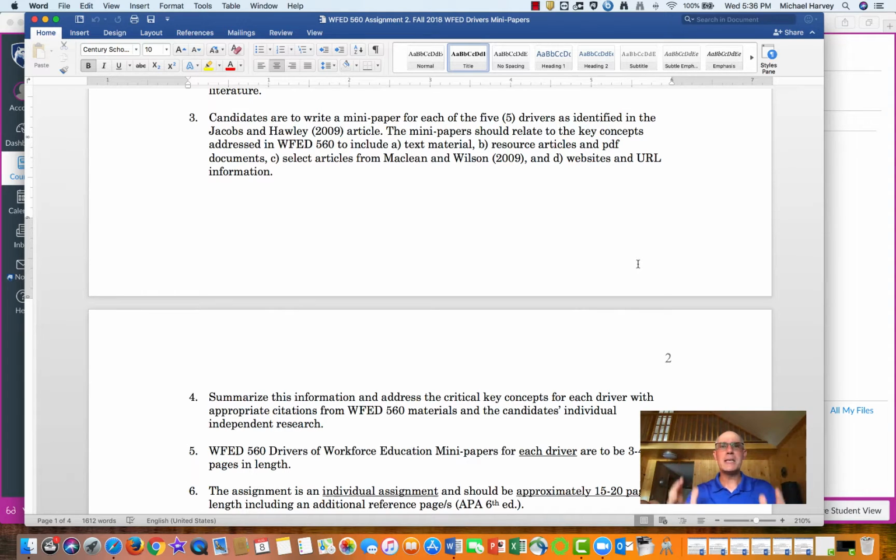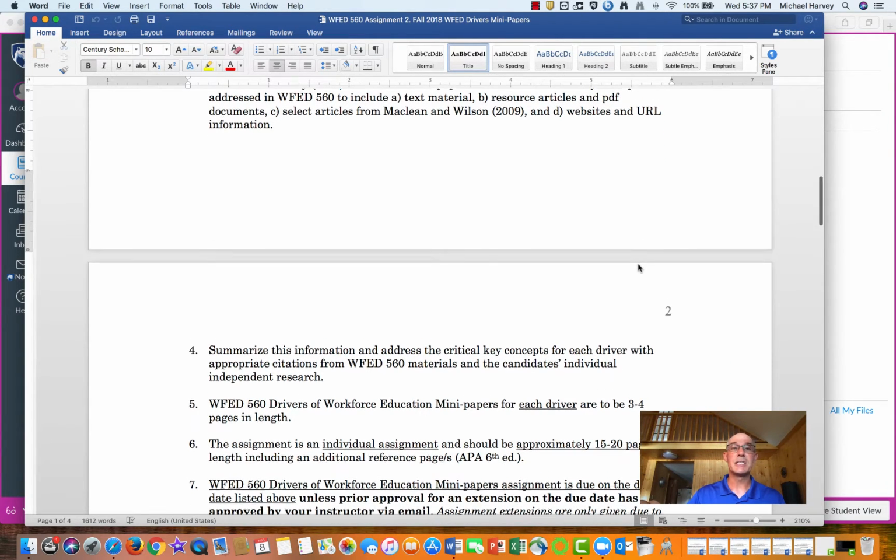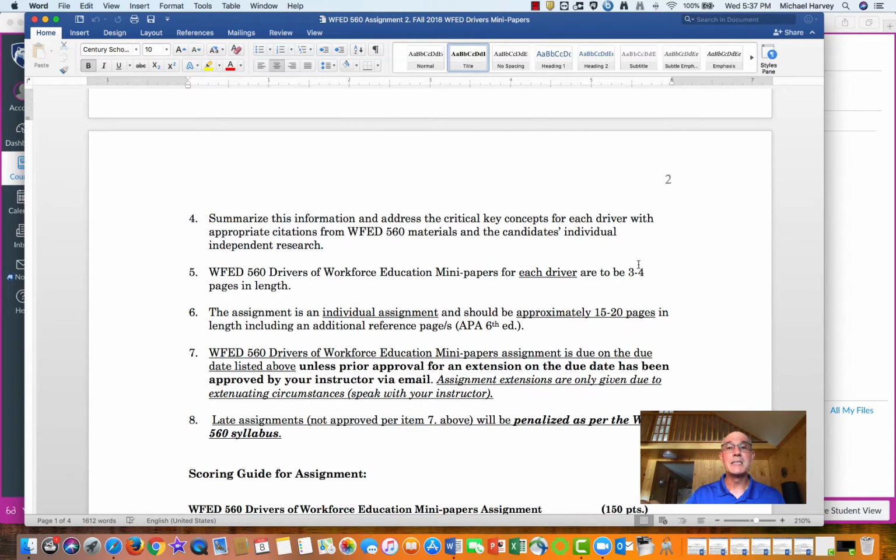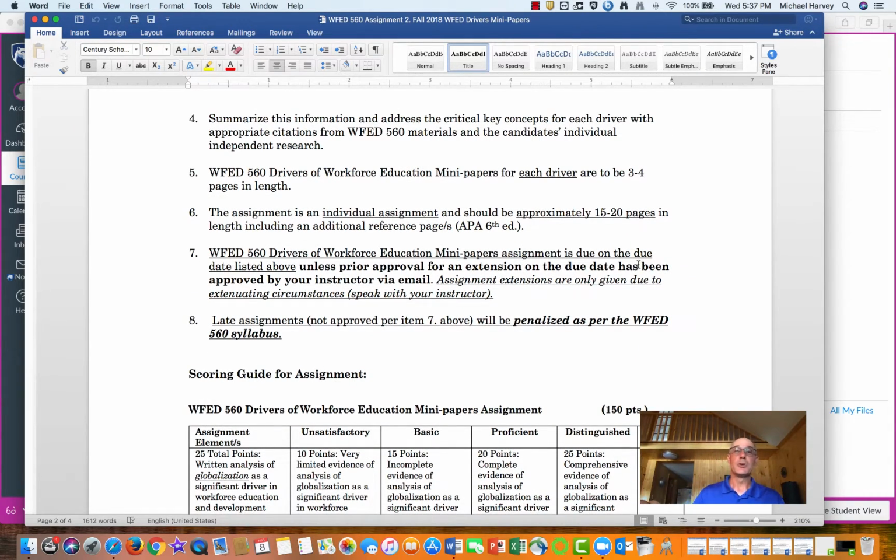So you have one assignment that's submitted, but a mini paper that addresses globalization, a mini paper that's going to address each of those 5 drivers individually. And so those will then be written and supported by your research review and Workforce Ed 560 materials. You're going to summarize this information with the critical points for each driver in each one of those mini papers as well. And so your driver's mini papers will each be 3 to 4 pages in length.